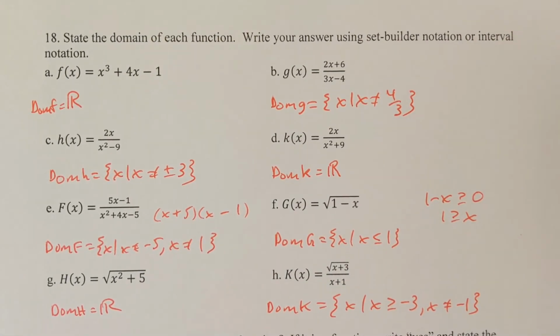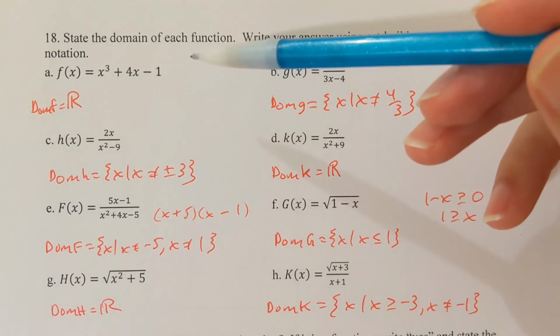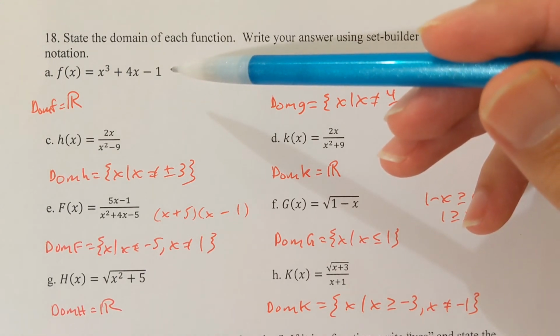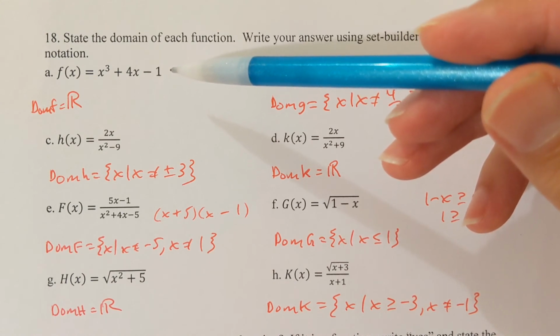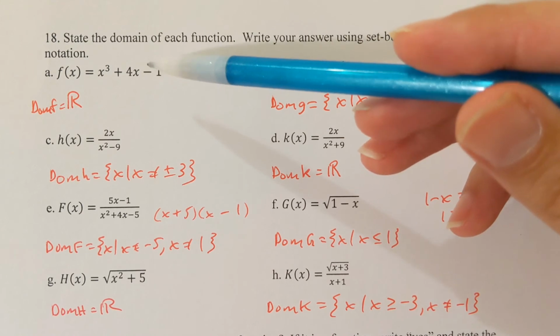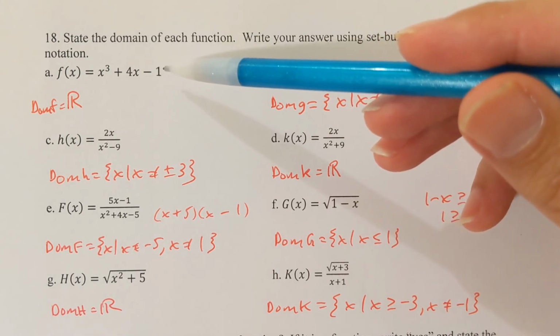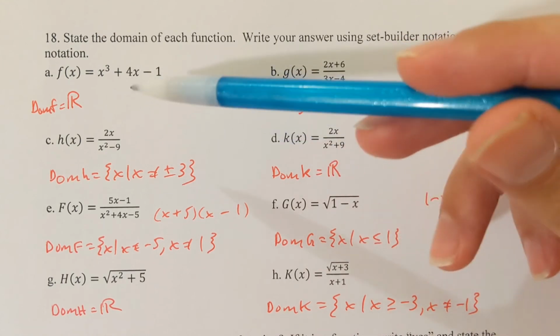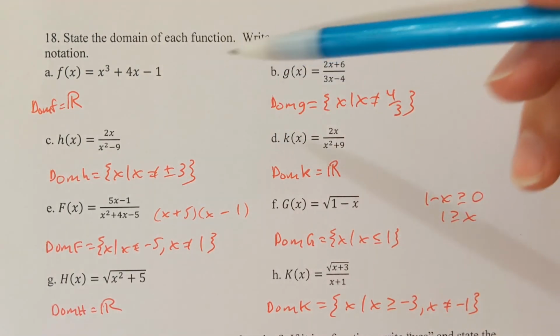Problem 18. State the domain of each function. Write your answer using set builder notation or interval notation. Okay. f of x equals x cubed plus 4x minus 1. So this function is asking me to get a number, any number I want, whatever number that is. I cube that number and then add 4 times that number and then subtract 1. I can do that to any number I want. So the domain of f is all real numbers.